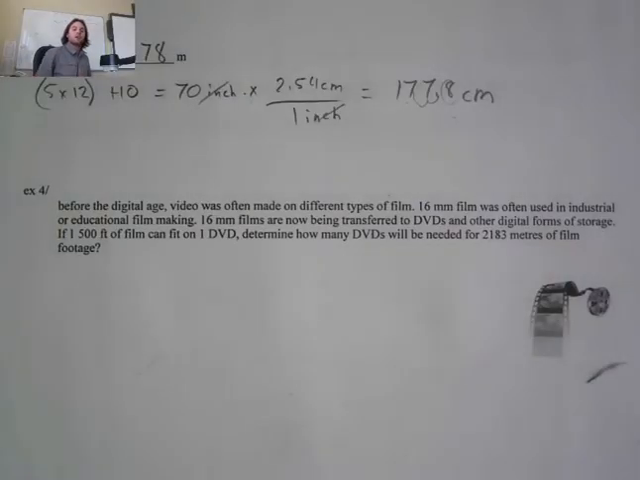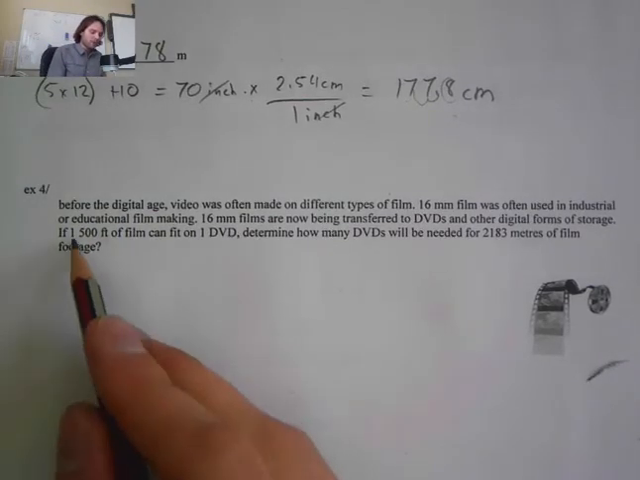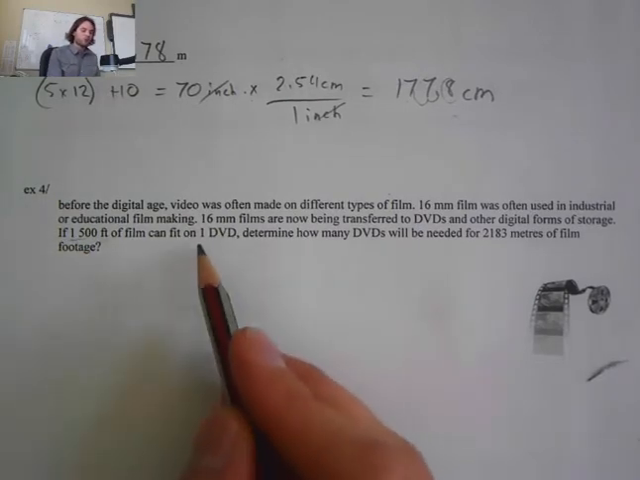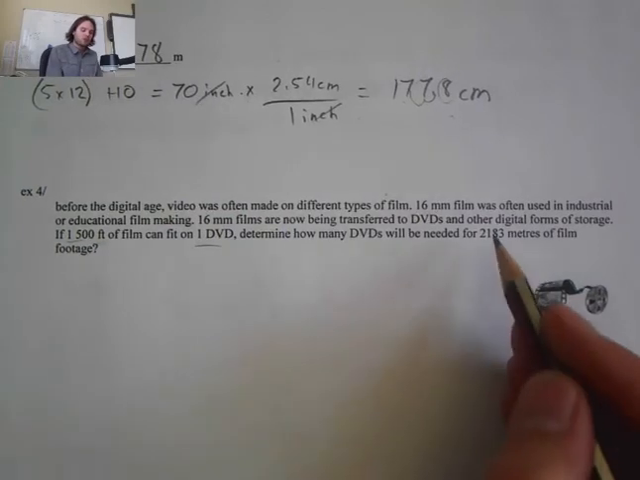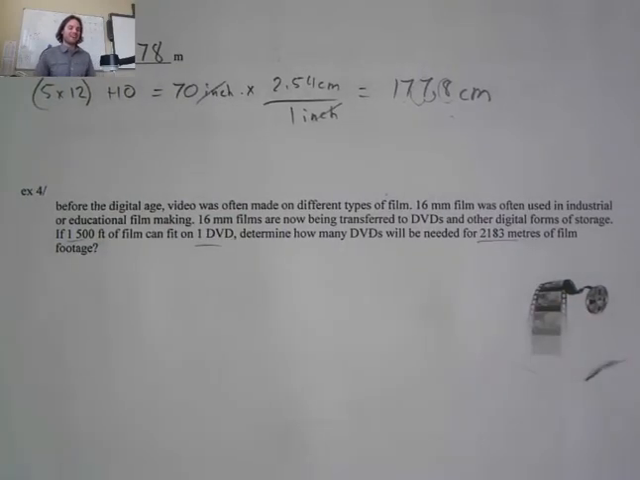Okay? Okay. So let's take a look at example number 4 now. It says before the digital age, the film was often made on different types of film. 60mm film was used in industrial or educational filmmaking. 60mm films are now being transferred to DVDs and other digital sources of storage. So we know that 1,500 feet of film can fit onto one DVD. Determine how many DVDs would be needed to convert 2,183 meters of film.